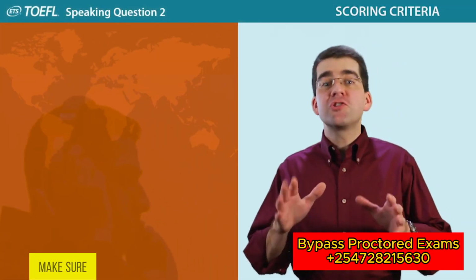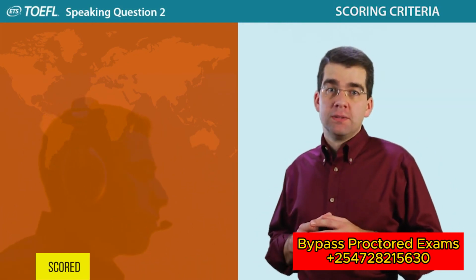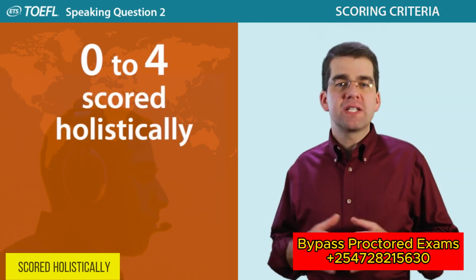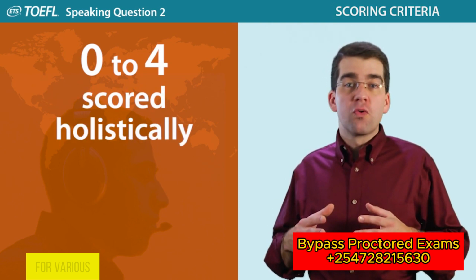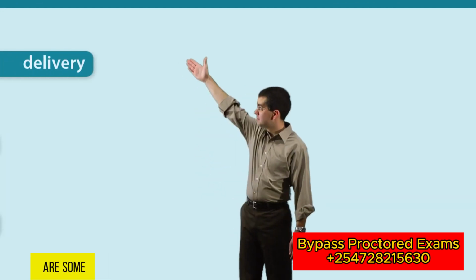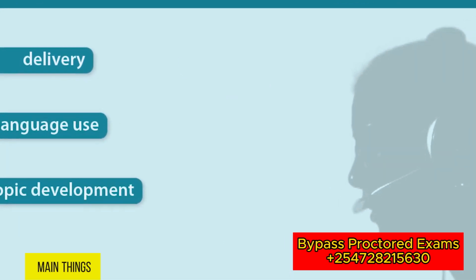Before the test, make sure you understand what the raters are looking for and how the questions are scored. In the speaking section, all responses are scored on a scale from 0 to 4, and they're scored holistically, which means that the raters listen for various features in your response and then give it an overall score. Although there are some variations depending on the question, raters will be looking for 3 main things.